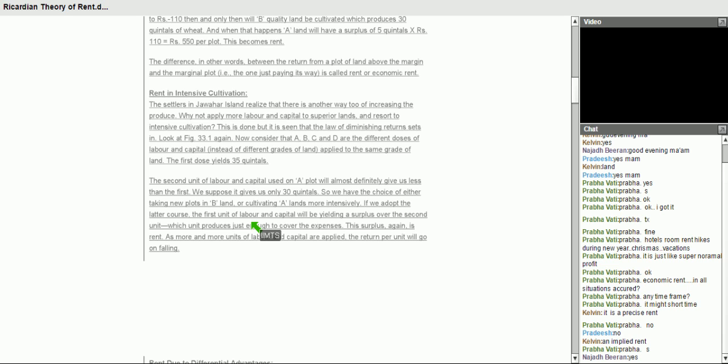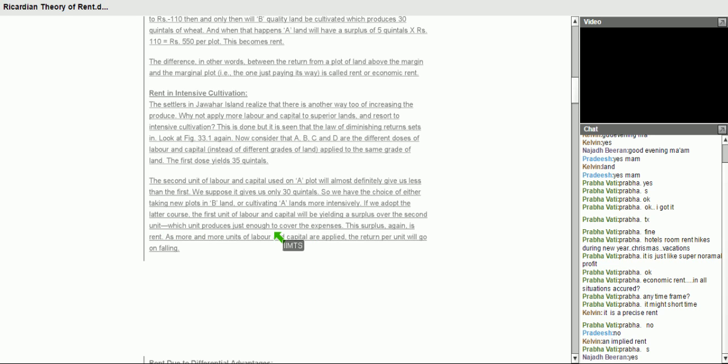So now we have two choices. Either we keep on putting more and more labor on the same piece of plot, that is A, or we can use the second set of labor on another piece of land, that is B. If we adopt the latter course, the first unit of labor and capital will be yielding a surplus over the second unit. So which unit produces just enough to cover the expenses?